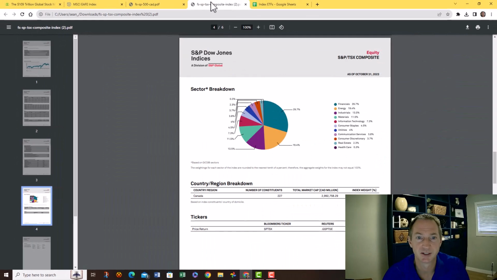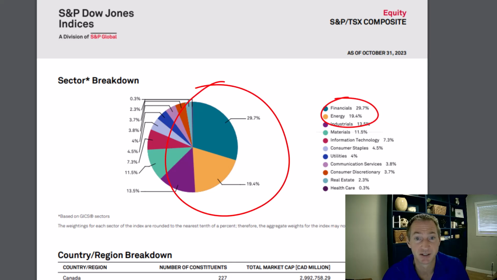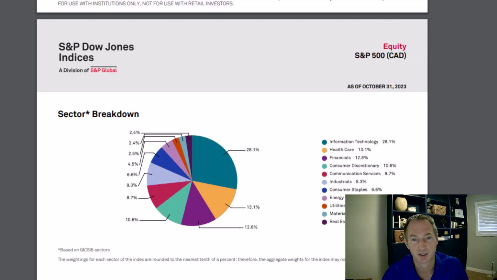You can see here that if you invested all of your portfolio in just Canada, the sector allocation is heavily swayed towards the financials and the energy sector. So you would be holding a lot of banks and oil companies. And if you look at the S&P 500 in the US, they are heavily tilted towards information technology and healthcare. So if you didn't invest in any of the US, you would miss out on the information technology side.